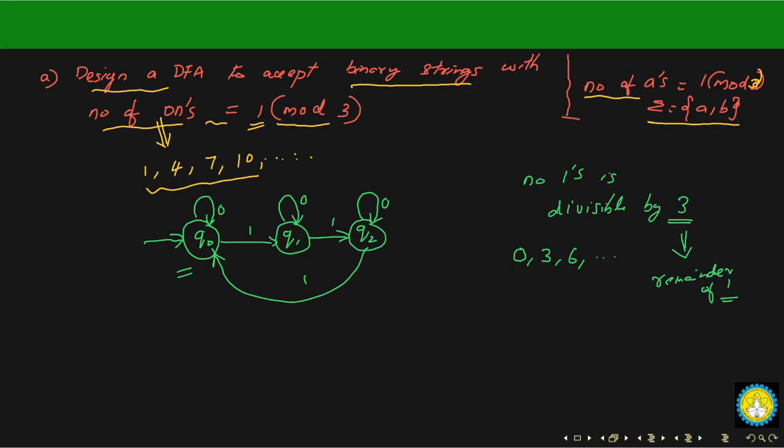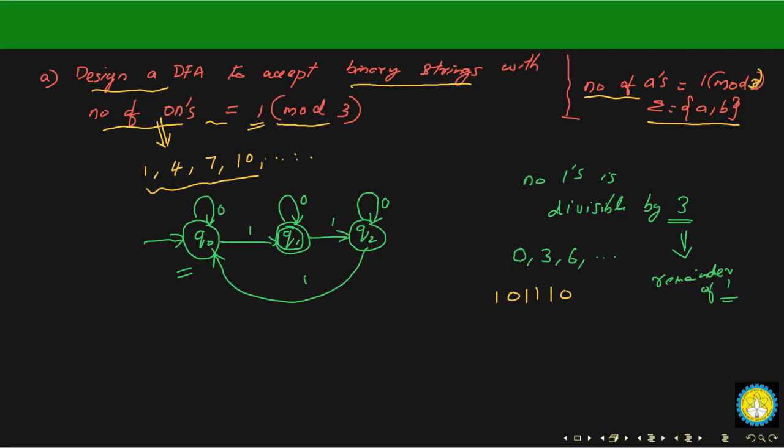We don't want a remainder of 0. We want a remainder of 1. When you are at Q0, it means that the number of ones is 0. But if you are at Q1, it means that you are seeing the remainder as 1. So Q1 is going to be your final state here. If you are at Q1, it definitely means that the remainder is 1. Remainder in the sense the number of ones, when divided by 3, will give you a remainder of 1.